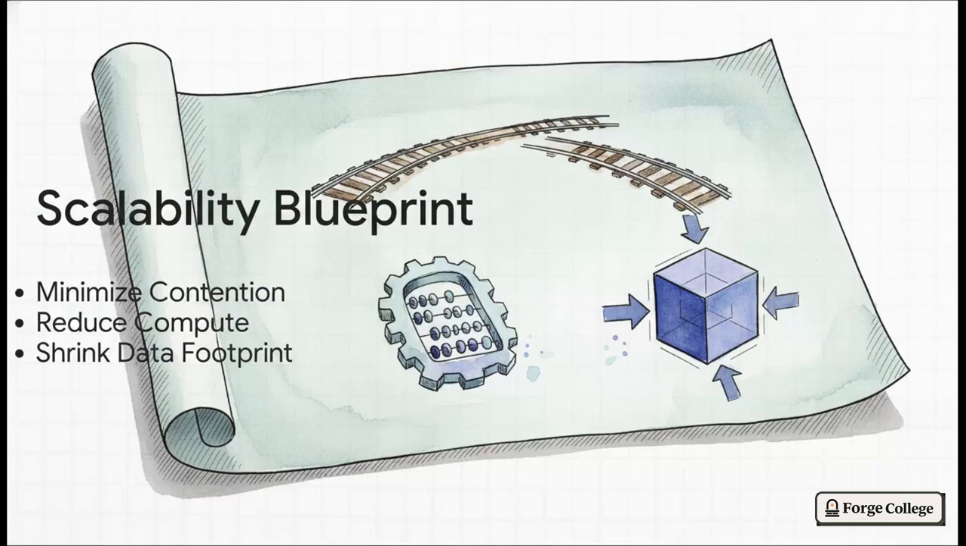So here's your crucial 3-step blueprint. Number 1, minimize contention by keeping writable accounts completely separate.